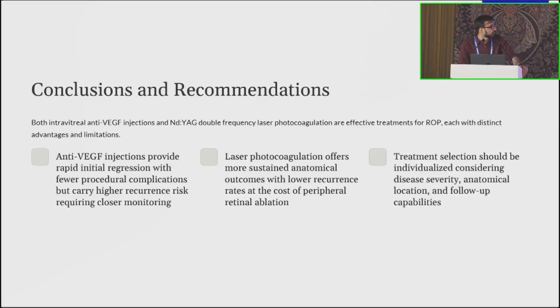Conclusions: both intravitreal injection and NdYAG photocoagulation are equally effective for ROP, each with distinct advantages and limitations. Anti-VEGF injection provides rapid initial regression with fewer procedural complications but a higher recurrence risk requiring closer monitoring. Laser photocoagulation offers more sustained anatomical outcomes with a lower recurrence rate, at the cost of peripheral retinal ablation. Treatment selection should be individualized considering disease severity, anatomical location, and follow-up capabilities.